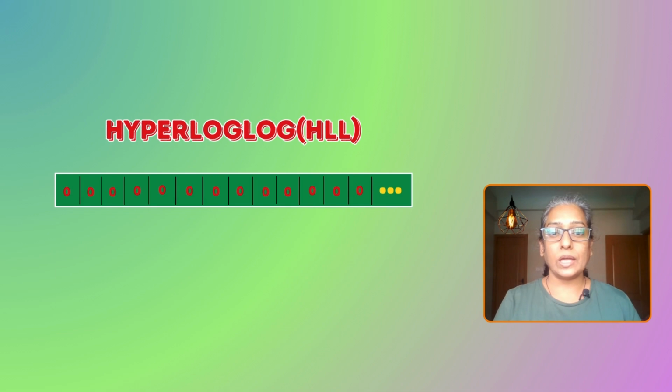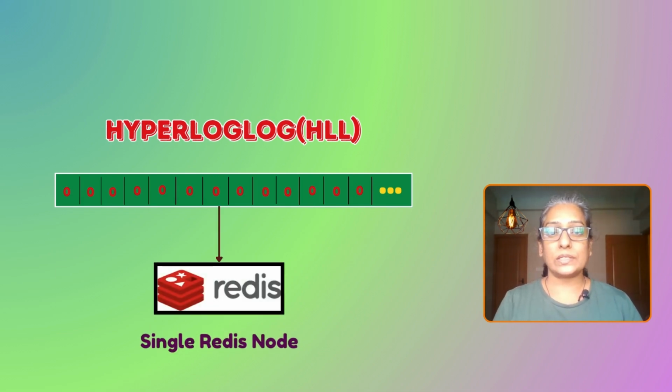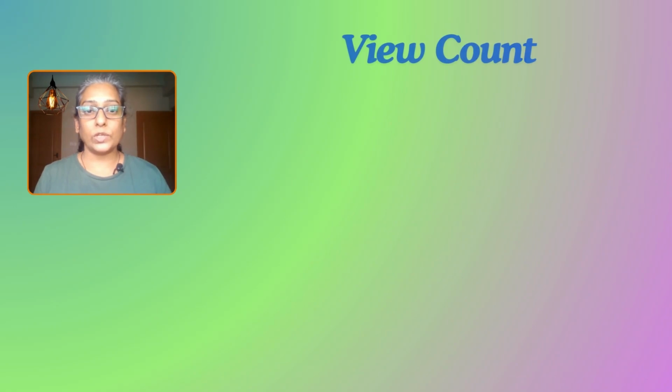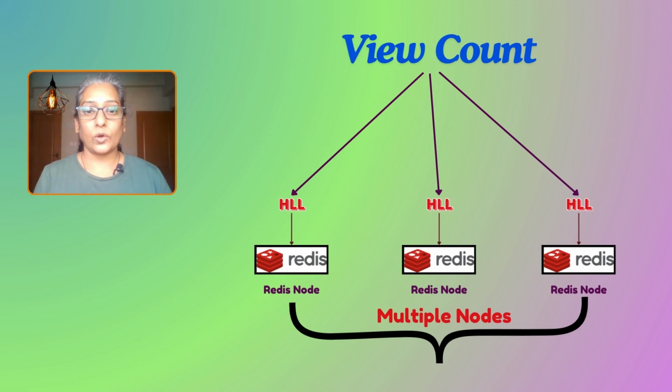For platforms with massive scale, where even HLL on a single node Redis setup might not suffice, sharded counters can help. In the sharded counters approach, the total view count is spread across multiple Redis instances or database shards to distribute the load. Here is how HLL with a multi-node Redis cluster works.